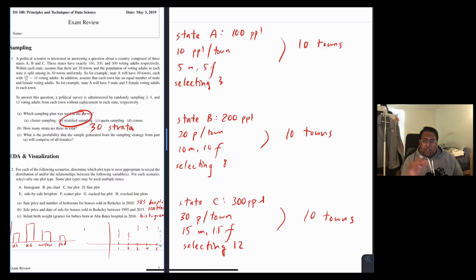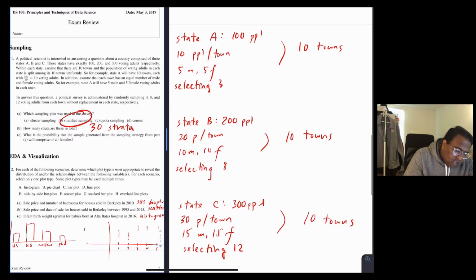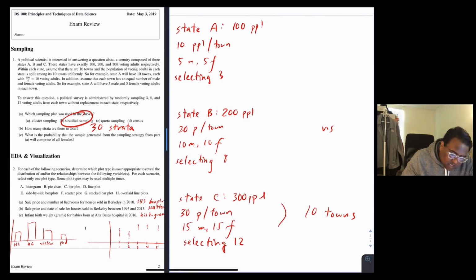But A and B were just a setup to part C. What's the probability that the sample generated from this sampling strategy will comprise all females? Before answering that directly, I want to first zoom in to just one single town in state A and see the probability that all of the people I sample from that one town are female. If we do that, it shouldn't be too hard to generalize to all of the towns in state A, then all of the towns in B and C, and then combine them all together. So let's zoom in to a single town in state A.